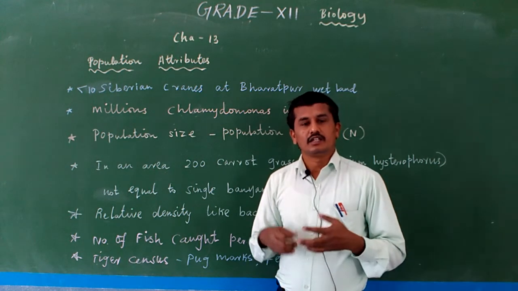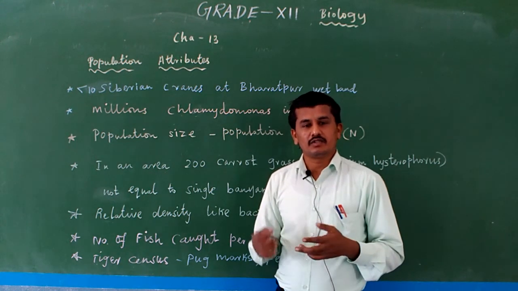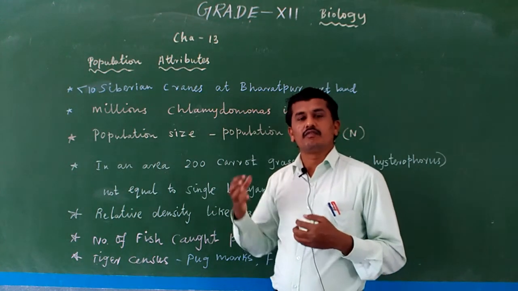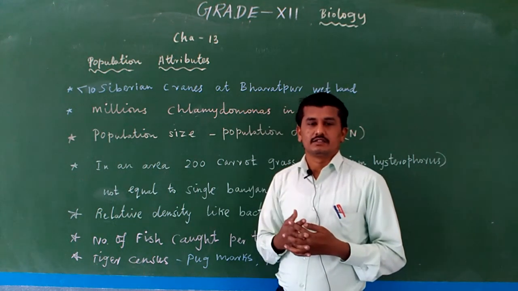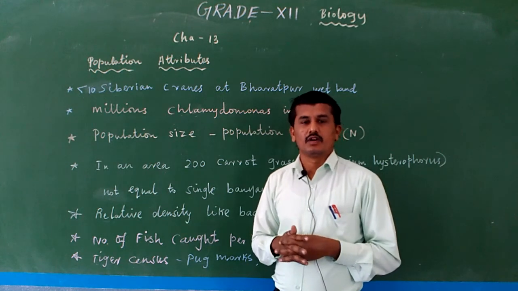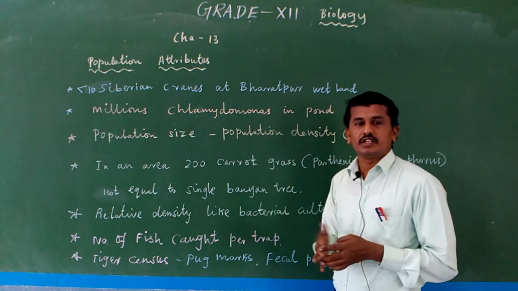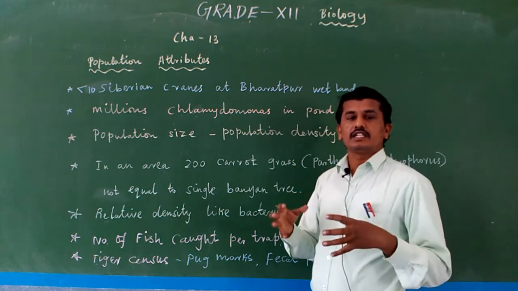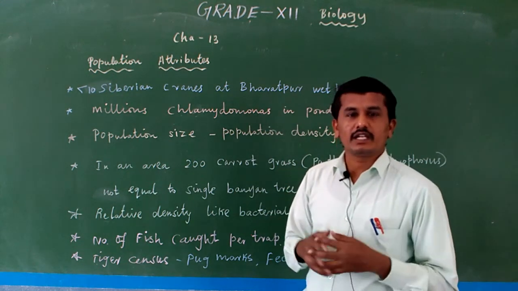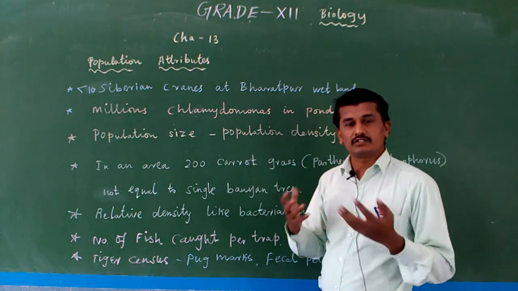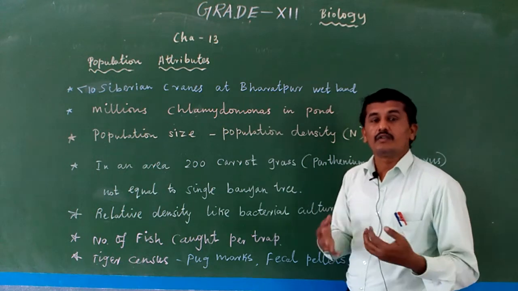In some populations we count with the use of numbers, in others with the use of relative density. So counting the Siberian crane is easy, but counting the number of Chlamydomonas is very difficult, because there are millions of unicellular Chlamydomonas. How do we count that population?